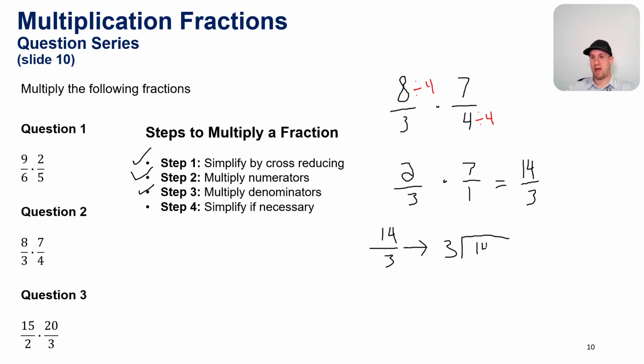So I ask, okay, how many times does 3 go into 14? Well, 3 goes into 14 4 times. 4 times 3 is 12. 14 minus 12 is 2. The 2 becomes the new numerator, and the denominator stays 3. So in other words, 14 over 3 converts to a mixed fraction of 4 2/3. So depending if the question asks you to convert from improper fractions to mixed fractions, this is how you would do so.